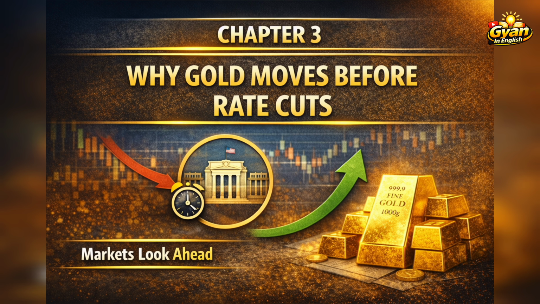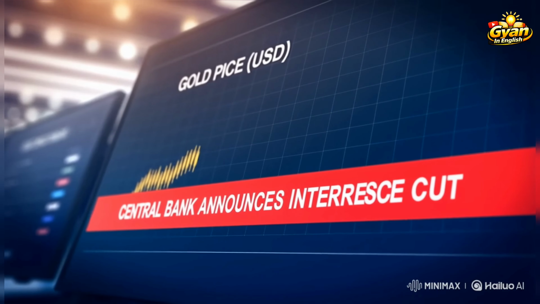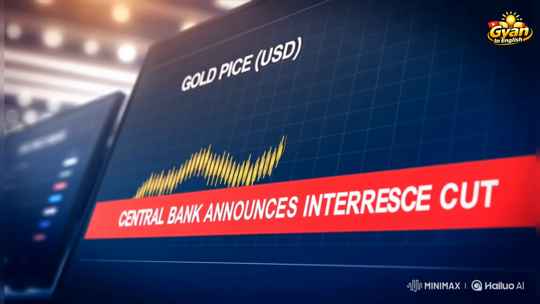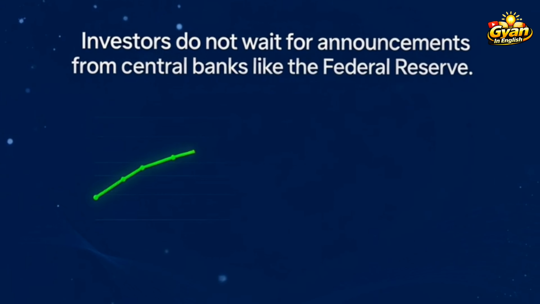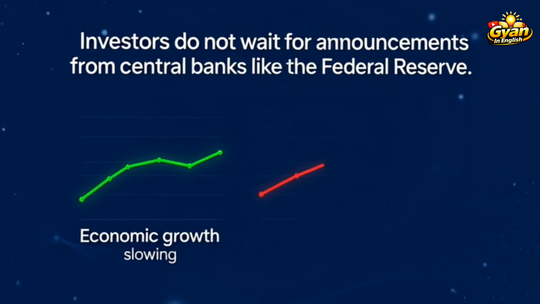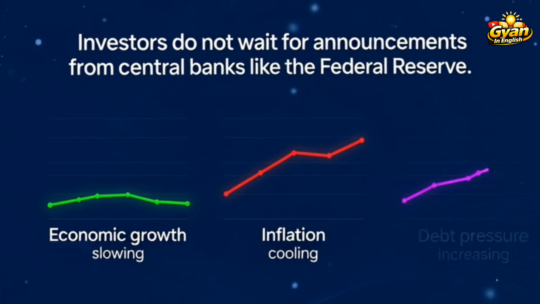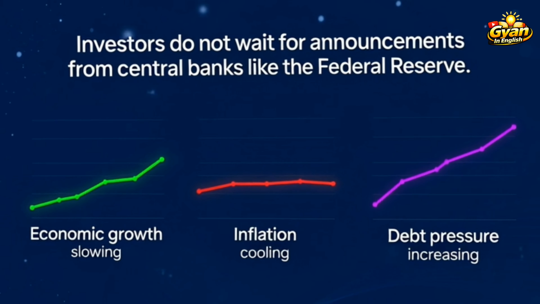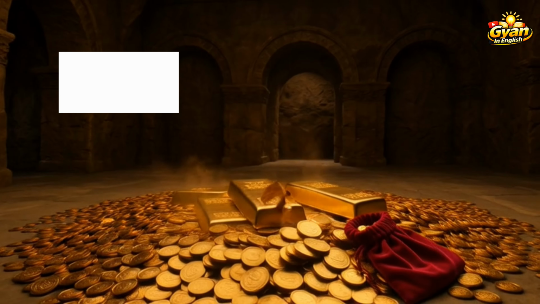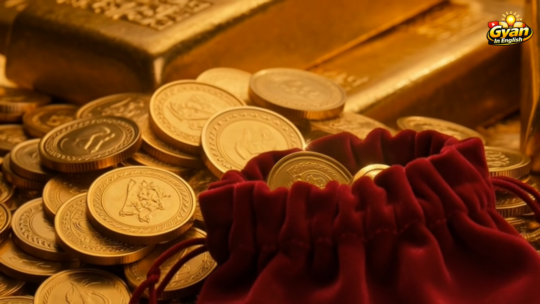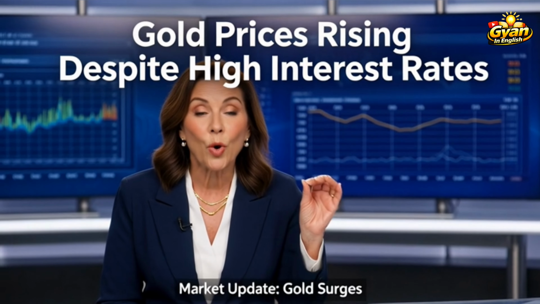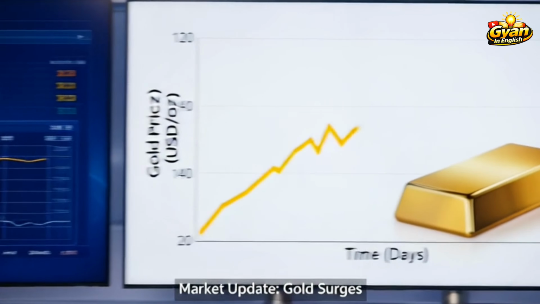Chapter 3, why gold moves before rate cuts. In this chapter, we will understand how markets price future rate cuts in advance and why gold often moves before the official announcement. Markets are forward looking. Investors do not wait for announcements from central banks like the Federal Reserve. For example, if investors see economic growth slowing, inflation cooling, and debt pressure increasing, they expect interest rates may be cut in the future, so they buy gold early and push prices up before rate cuts happen. That's why gold often rises while interest rates are still high. Now we understand gold's timing. Next, let's see why gold behaves very differently from other metals.